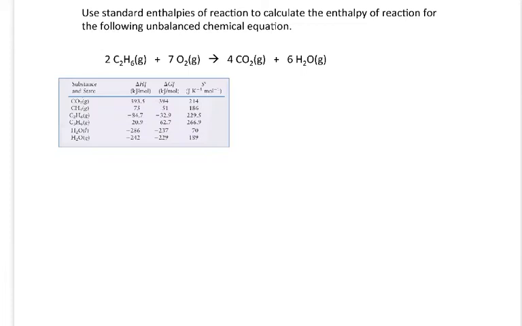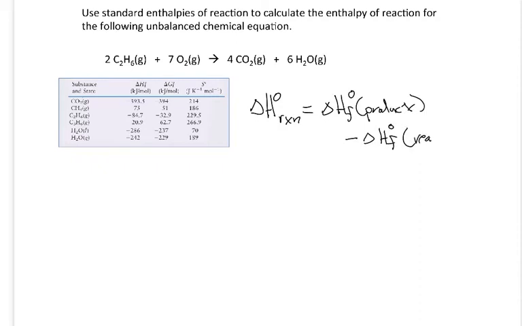And so whenever we have these problems, all we need to do to calculate the enthalpy change of the reaction is just do the enthalpies of formation of the products minus the enthalpy change of formation of the reactants.